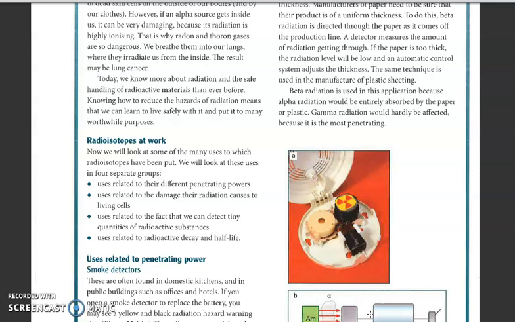We will look at these uses in 4 separate groups. First, uses related to their different penetration power. We know that alpha, beta and gamma have different penetration powers, so depending on that, we use each according to its power. Second, uses related to the damage their radiation causes to living cells.